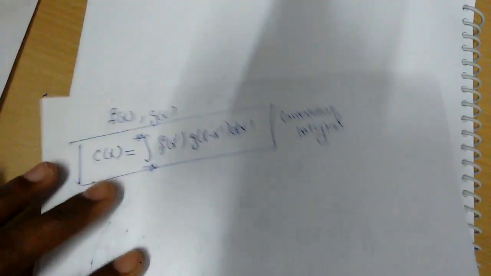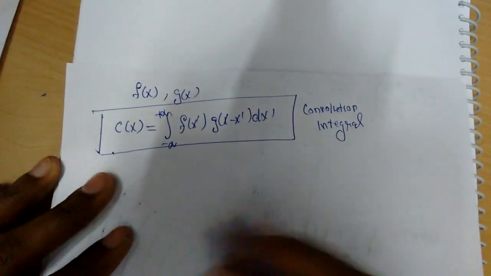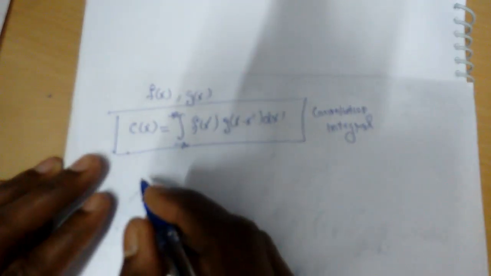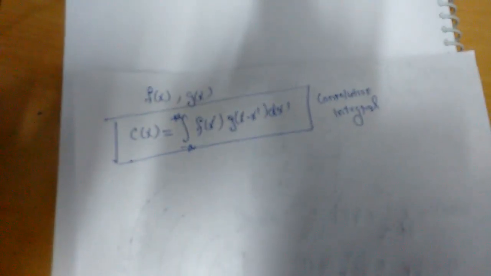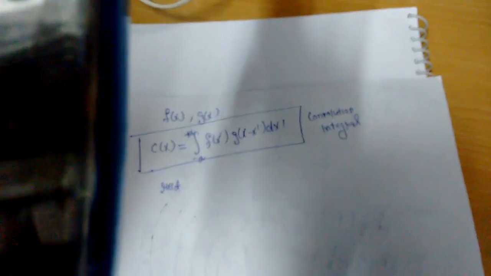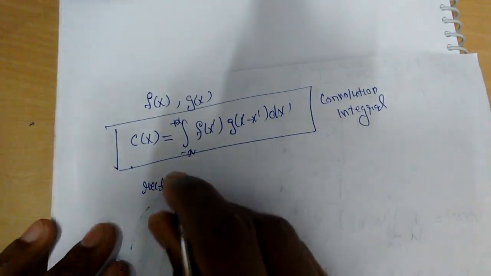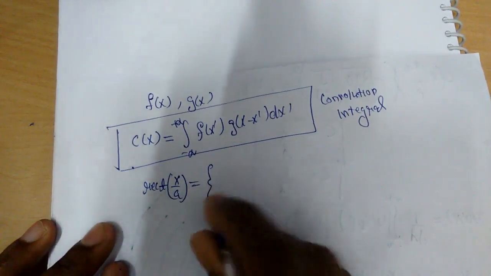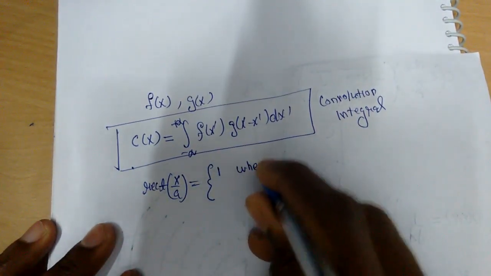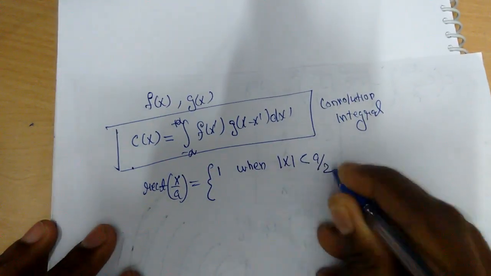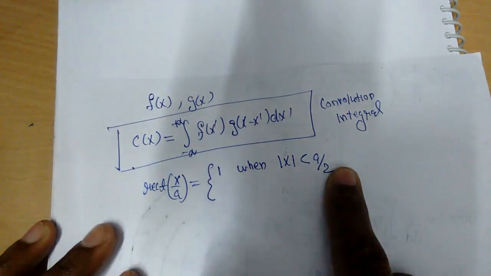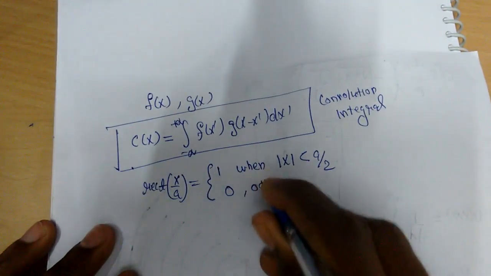Let me first give you an example of convolution. Very simple example. As we know, a rect function is defined as rect of x upon a, that is defined as 1 when mod of x is less than a by 2, that means x is less than a by 2 and greater than minus a by 2, and 0 otherwise.